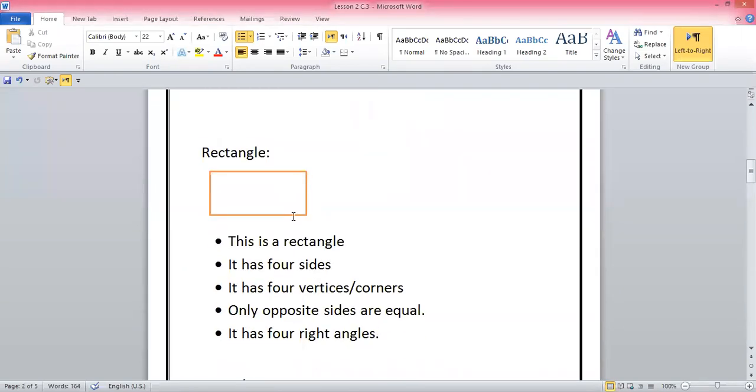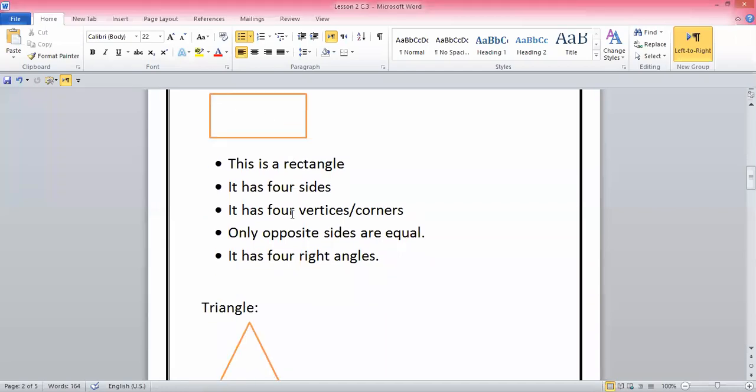Coming to the next, rectangle. It is also having 4 sides, 1, 2, 3, and 4, and it is also having 4 corners and vertices, 1, 2, 3, 4. And it is also having 4 right angles. What is the difference between a square and rectangle? In a square, all sides are equal, but in a rectangle, only opposite sides are equal.